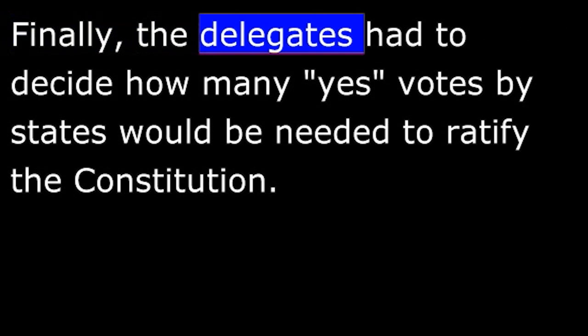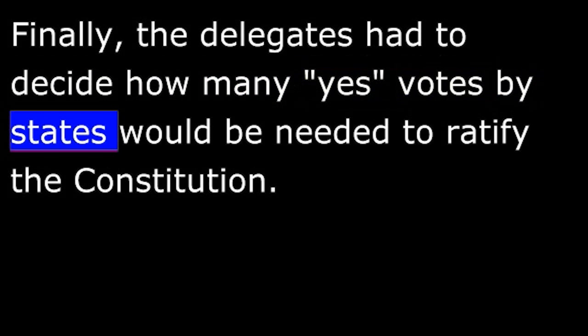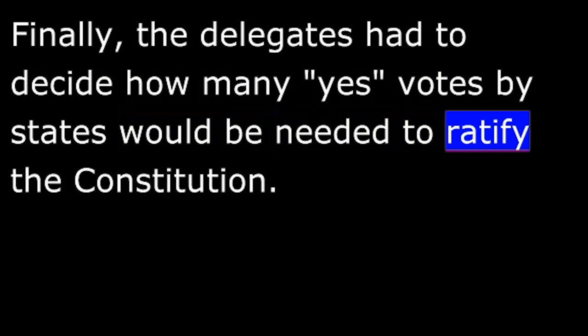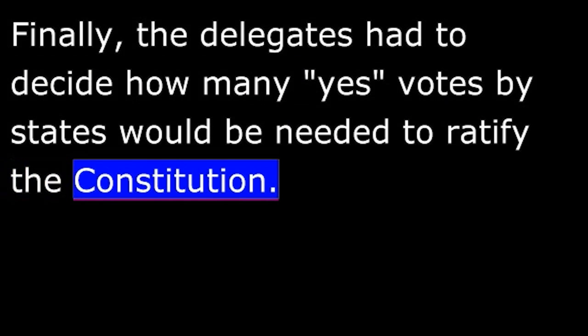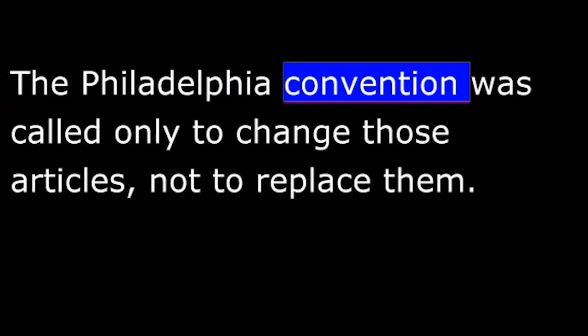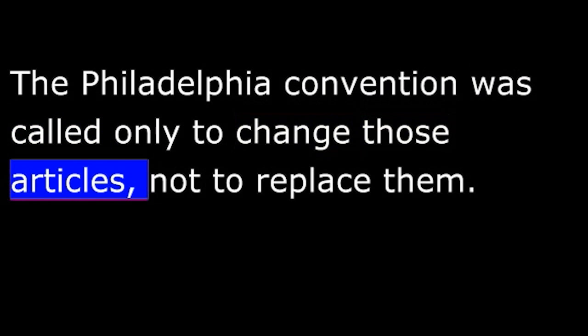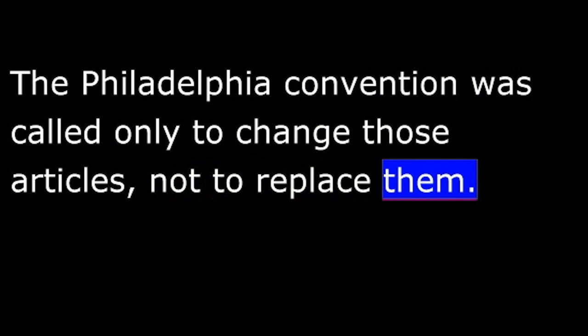Finally, the delegates had to decide how many yes votes by states would be needed to ratify the Constitution. Any changes to the Articles of Confederation needed ratification by all 13 states. The Philadelphia Convention was called only to change those articles, not to replace them. So all 13 states would have to approve.